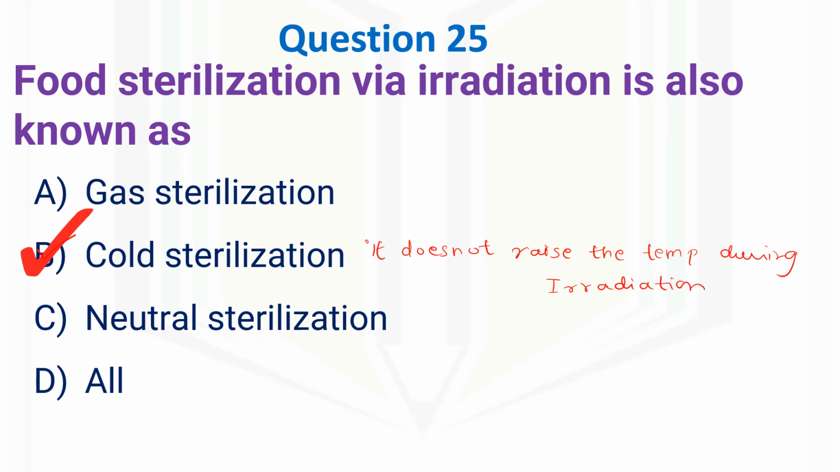It is directly the high energy electron beams or the rays which are passed through a food product, and it doesn't raise the temperature. It will directly pass through the cellular structures of the microbes, and it will kill the microorganisms. It will inhibit the sprouting and ripening. So it is also called cold sterilization because it kills most of the microorganisms. So here our correct option is cold sterilization.